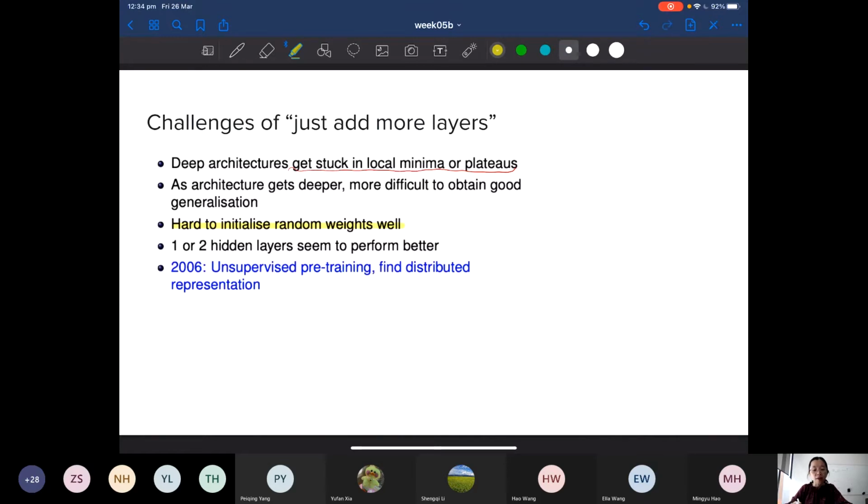For a long time, when I first encountered machine learning, the conventional wisdom in the early 2000s was that one or two hidden layers seem to perform better, and there's no reason to go beyond two layers because two layers have universal approximation properties and are easy to train. But at that time, neural networks tended to overfit, and they weren't really performing better than competing methods, such as kernel methods, which we will cover right after the break.